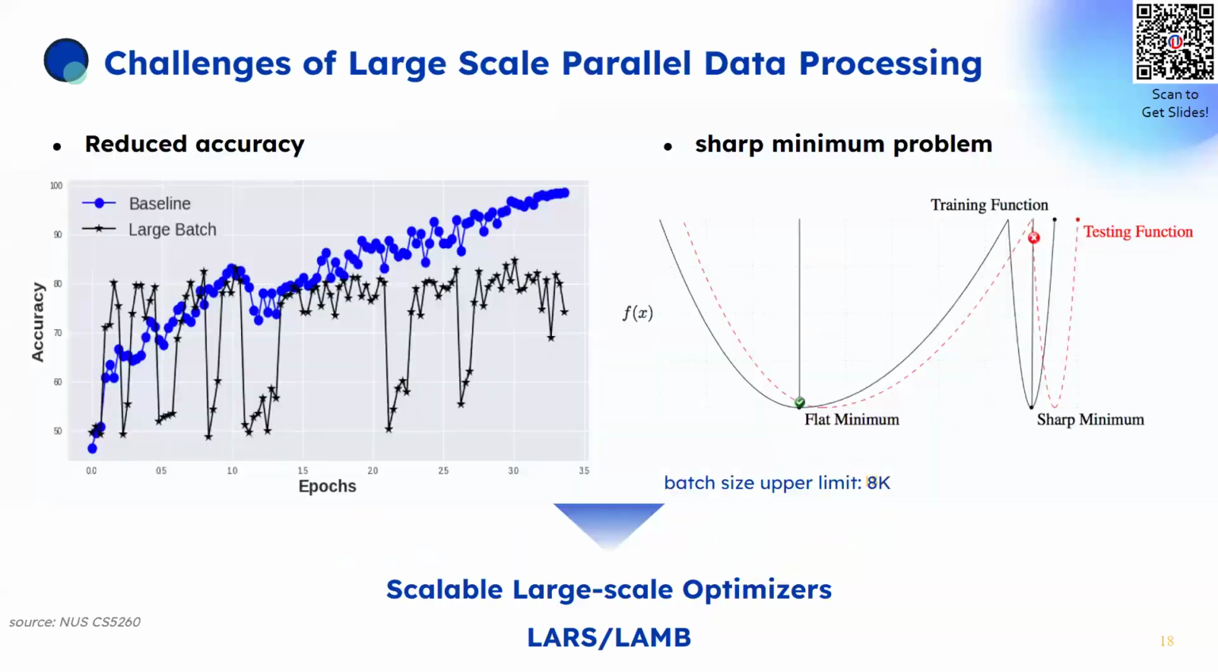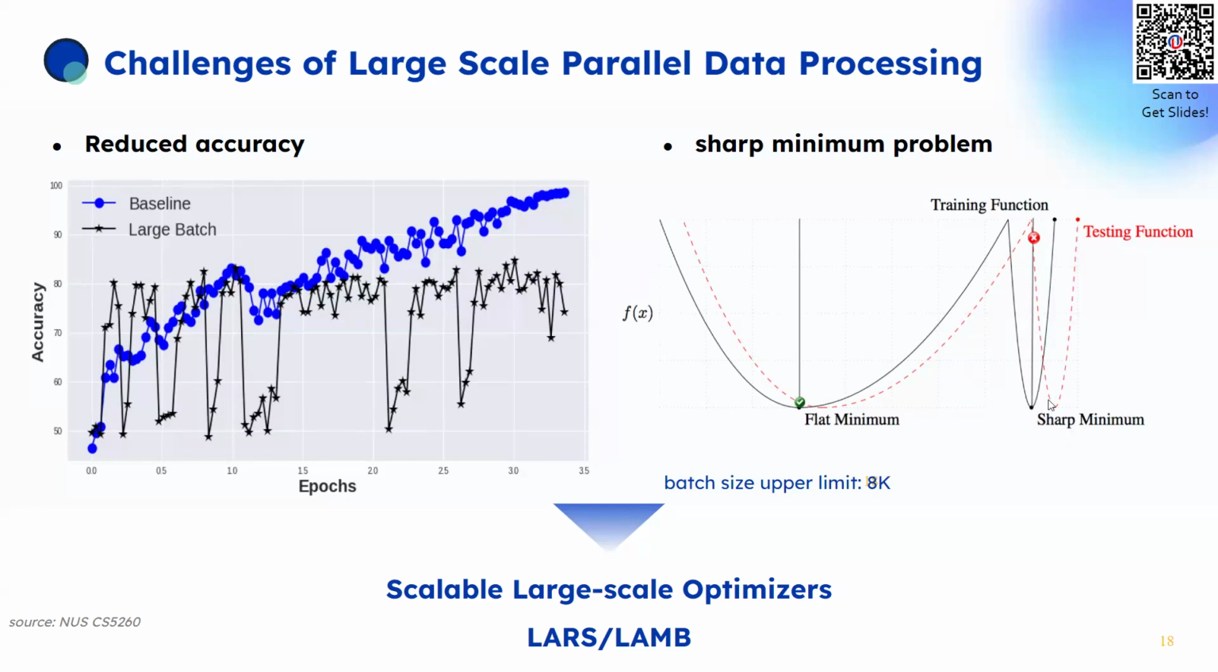Okay, so now the question is how can we make sure they get the same accuracy? Firstly, let me explain why they get different accuracy. Here is a figure from Intel's paper. According to Intel, large batch training is a sharp minimum problem, which means even if we can train the model very well, we cannot get good testing accuracy. It's very hard to generalize.